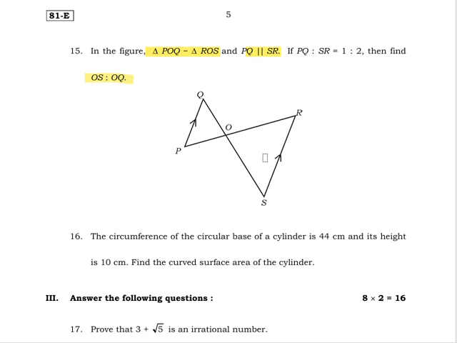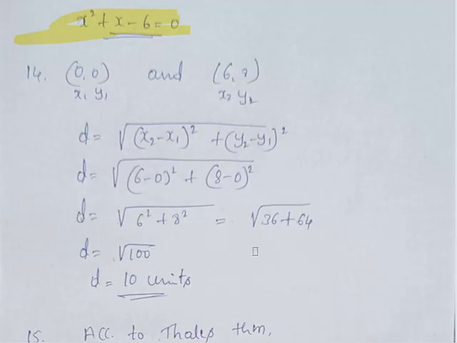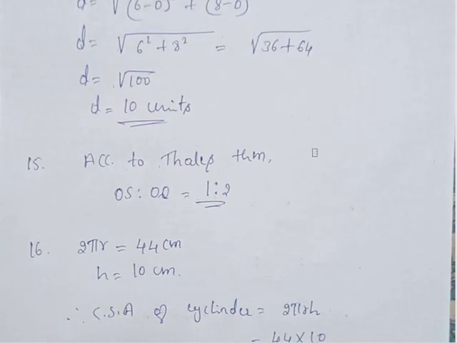So by using Thales theorem, all the sides are in the same proportion when the two triangles are similar. That is PQ is to RS is 1 is to 2, then OQ is to OS, the ratio of these two sides is also the same, 1 is to 2 only. So according to Thales theorem, OS is to OQ equals 1 is to 2. Because this is a one mark question, you have to write the complete answer.